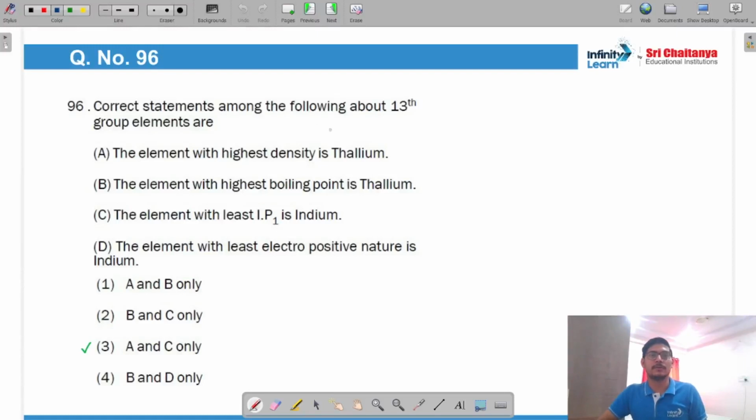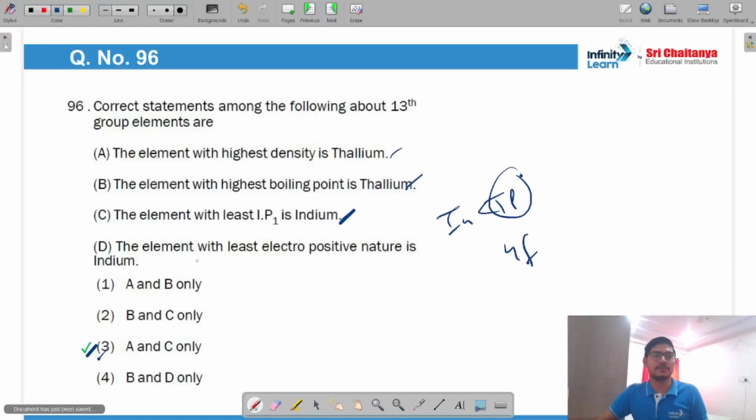The correct statements about group 13 elements are A and C. Highest density is thallium; density increases down the group, right? The highest boiling point is with thallium? No, boiling point decreases down the group. The element with least ionization potential is indium? Yes, ionization potential decreases down the group, but out of indium and thallium, thallium has a little bit higher value because of the poor shielding effect of 4f electrons. Okay. The element with least electropositive nature is indium? No, aluminum is least electropositive. So this is not the correct answer.